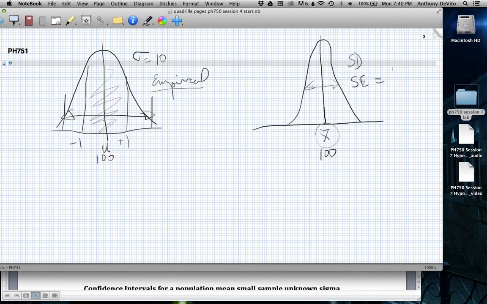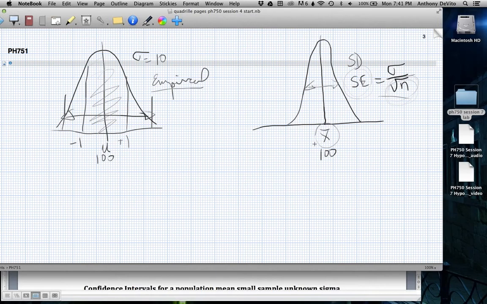And the standard error is equal to the population standard deviation divided by the square root of the sample size. The bigger the sample size is, the smaller the standard error is, because it's on the bottom of that fraction, right? The bigger the denominator is, the smaller the value of the fraction is. Okay, so now that we know that property, we can use it.